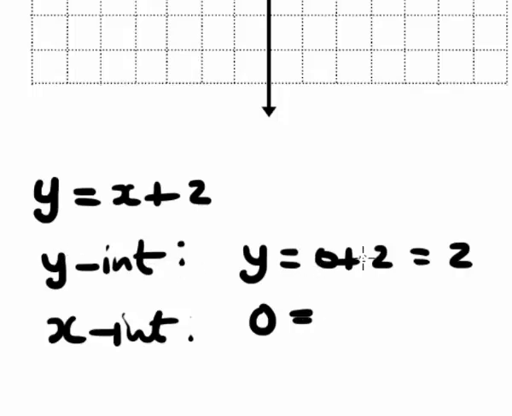So for the y-intercept, we let x be 0. And then for the x-intercept, we let y be 0. So what do we have here? 0 is equal to x plus 2, so minus 2 is equal to x. So what is happening here? The graph is cutting the y-axis at 2 and the x-axis at minus 2.